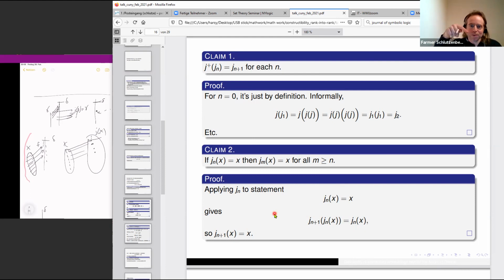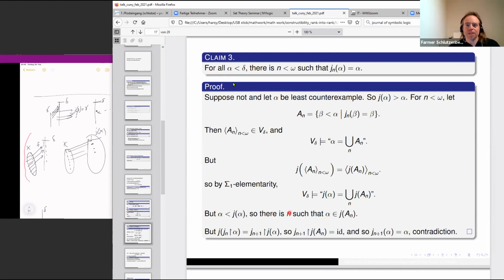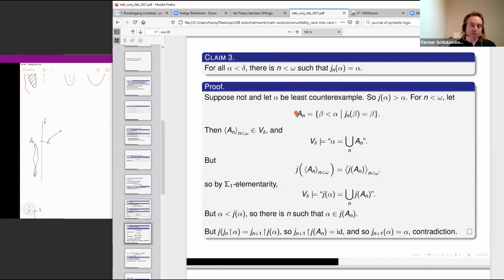So in particular for ordinals, once one of the iterates fixes the ordinal, then all the later ones fix it. So the fact we want is that for every alpha less than delta, there is some iterate n where J_n of alpha is alpha. That's in this picture here on the left. Suppose that's false, and we take the least counterexample, alpha, and so J of alpha is strictly bigger than alpha.